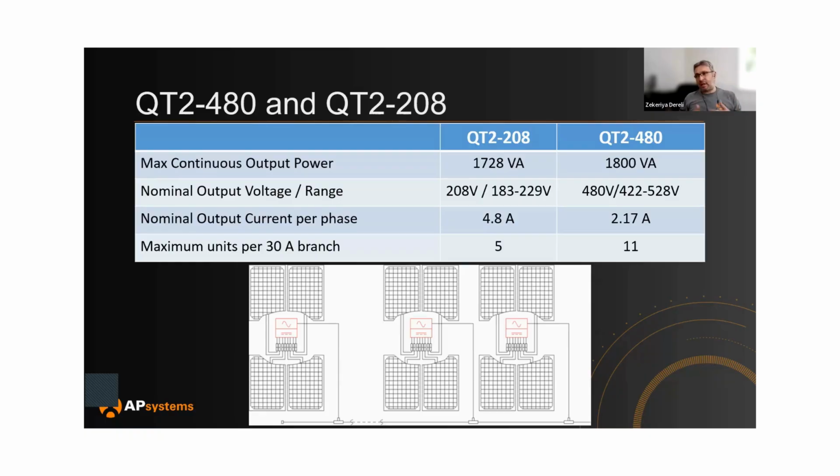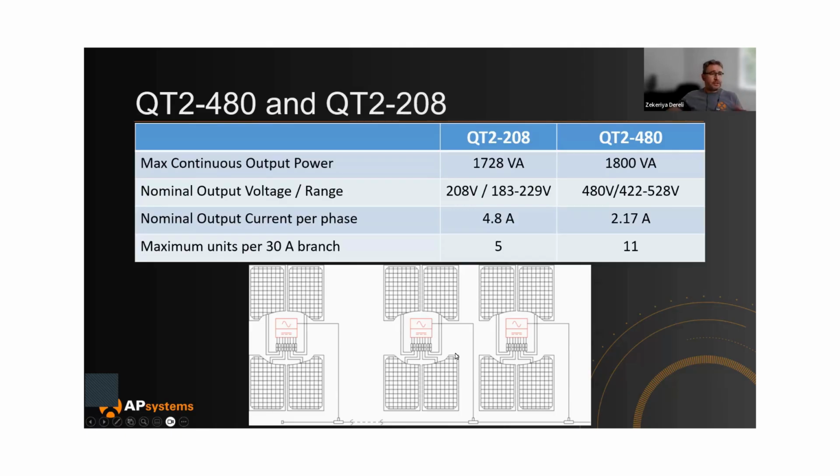Obviously, nominal voltage is 208 for the 208 and 480 on the 480 volt version. You've got plus or minus 10% range for continuous operation. Currents are different, obviously. 208 is lower voltage, therefore you get a higher current on the output, and 480 is 2.17 amp. Now, because of these current output differences, you have only five inverters per trunk cable if you're using 208 volt AC. 480 is a lower output current, so you can have up to 11 inverters per trunk cable.